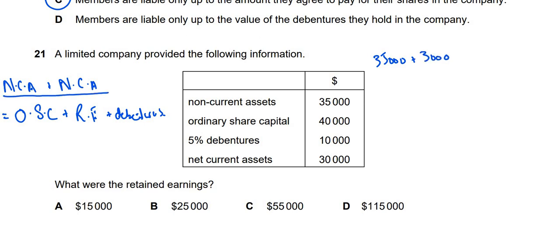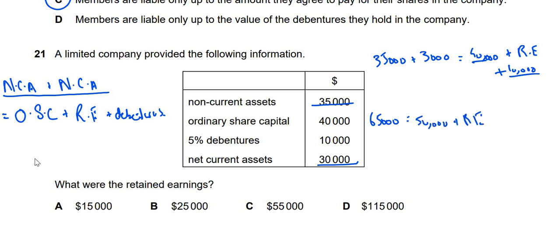Alright, basically non-current assets and net current assets, which are 35,000 plus 30,000, are equal to what? Your ordinary share capital, which is 40,000, plus your retained earnings, which we don't know, plus debentures, which are 10,000. So you will add this side, 35,000 plus 30,000, that's 65,000, equals 40,000 plus 10,000, that's 50,000, plus retained earnings. So retained earnings is equal to 65,000 minus 50,000, you get 15,000, guys. Okay.